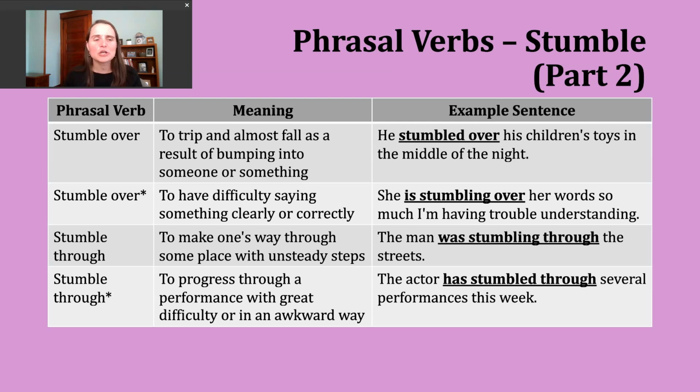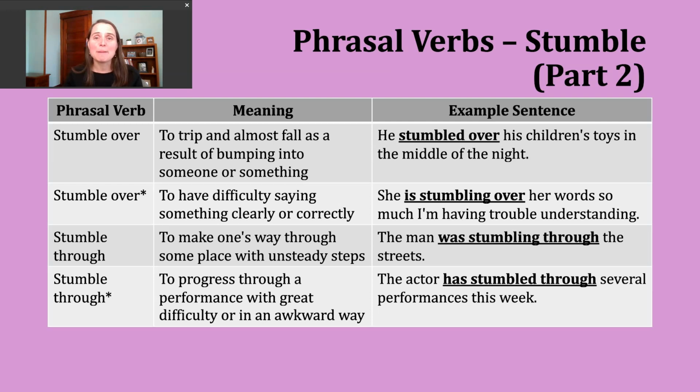I know with this definition, sometimes it might be easy to picture somebody who's been drinking too much. And so they're not walking maybe in a way they normally would. They're tripping, they're losing their balance. This verb stumble is perfect for that type of situation.